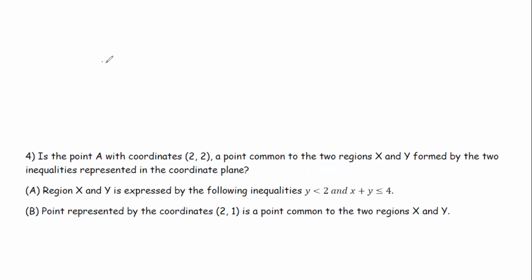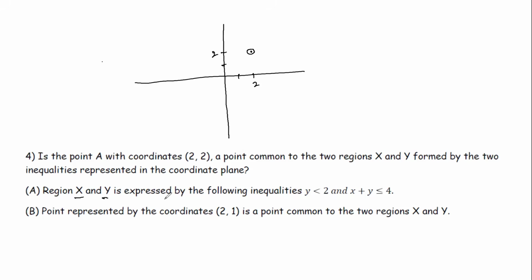Is the point A with coordinate 2, 2 a point common to the two regions X and Y formed by the two inequalities represented in the coordinate plane? So we know that we have point 2 comma 2. This is 1, this is 2. So we have this point 2 comma 2 out here. We have to find out, is this point a common point to the two regions X and Y formed by the two inequalities represented in the coordinate plane?